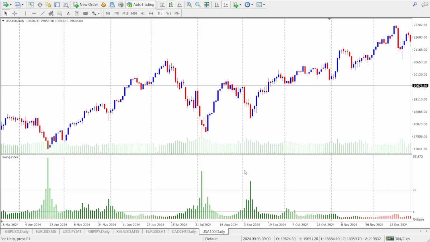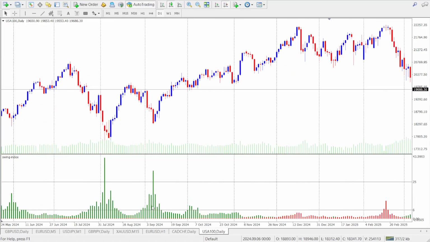Okay, the swing index indicator generates its signals through bar color and height, making it easy to interpret at a glance. All right, so when you notice a green bar, it signals positive momentum, which could indicate the start or continuation of an uptrend. And take note of the height of the bars. Longer bars indicate stronger momentum.